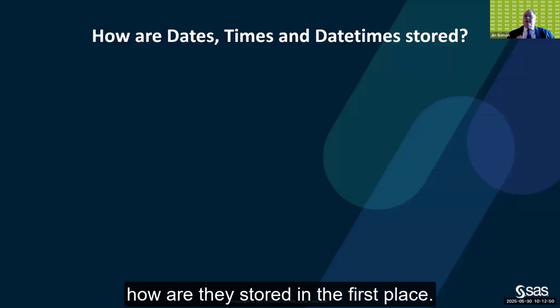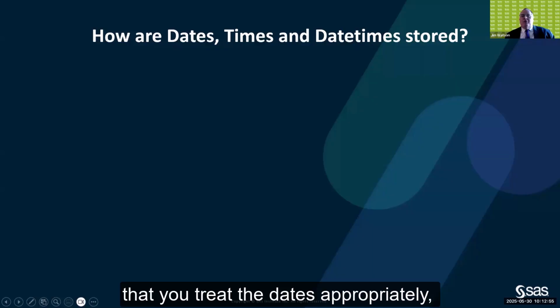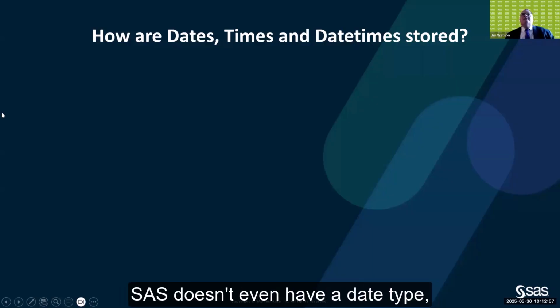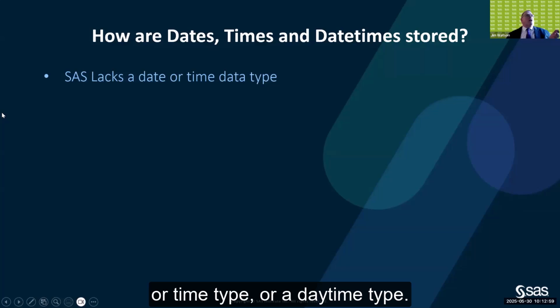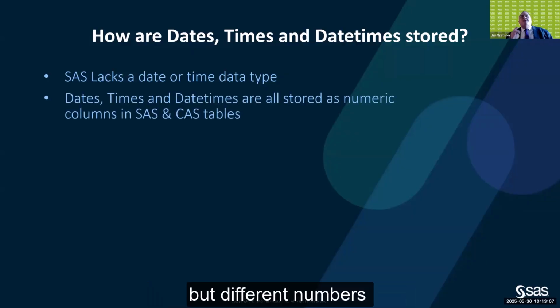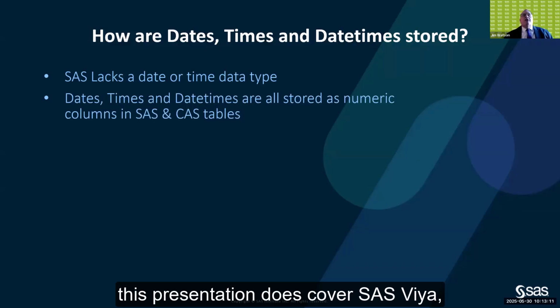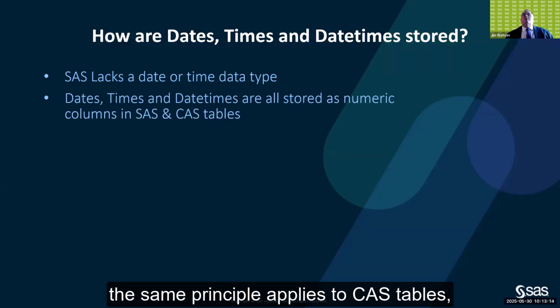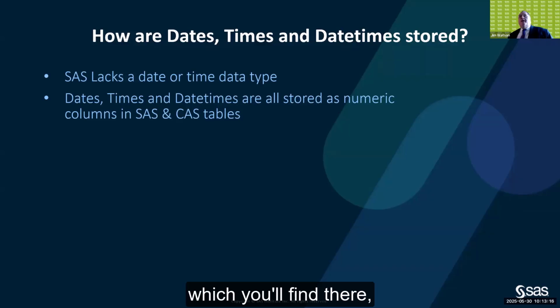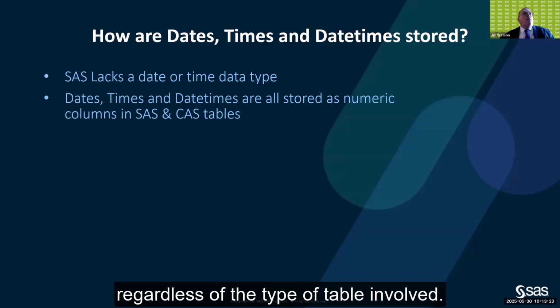How are they stored in the first place? It's vital that you understand this to make sure that you treat the dates appropriately, because ultimately SAS doesn't even have a date type or a time type or a datetime type. The secret behind SAS time values is they're all stored as numbers, but different numbers based on different circumstances. And of course, this presentation does cover SAS Viya. The same principle applies to CAS tables, which you'll find there, that's Cloud Analytics Services. They're all stored as numbers regardless of the type of table involved.